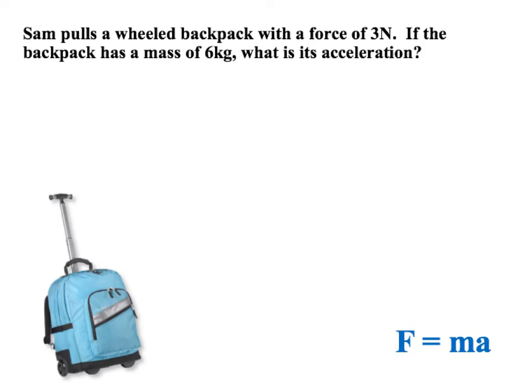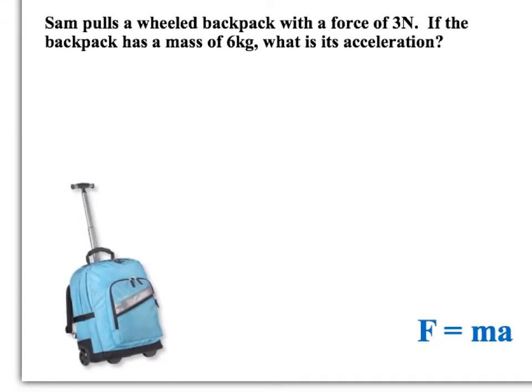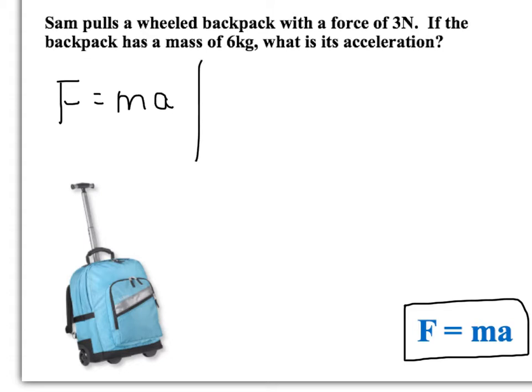Now this word problem is going to use the same formula. F equals ma. Sam pulls a wheeled backpack with a force of 3 newtons. If the backpack has a mass of 6 kilograms, what is its acceleration? So I know that my formula is going to be F equals ma, so I write that down. Then I go to my problem to see what I have. The backpack has a force of 3 newtons, so that's the force.